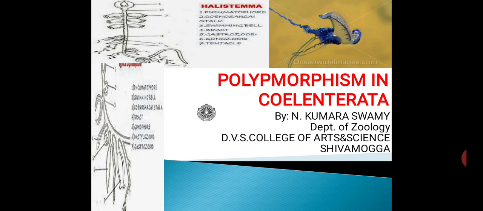In this first slide, you will be observing some examples of coelenterates which exhibit a higher degree of polymorphism. On the left top corner, you observe the presence of Halistemma, which is a member of Siphonophora. On the right hand side of that, you will be observing the Physalia, and below that you will be observing the enlarged view of the Halistemma itself.